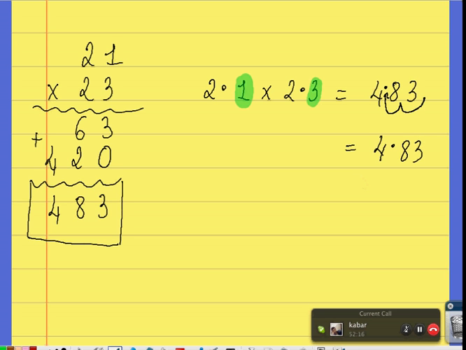Right, now you guys try one question yourself. Why don't you try 6.3 times 2.4 and see if you can come up with the answer. And all you have to do is just leave it in the comment box, and I'll tell you if you got it right. Or alternatively, you can just check on a calculator and see if it's correct.